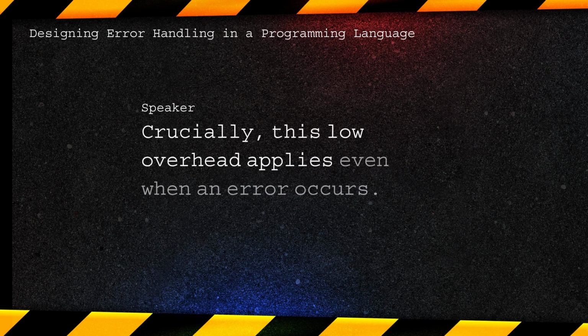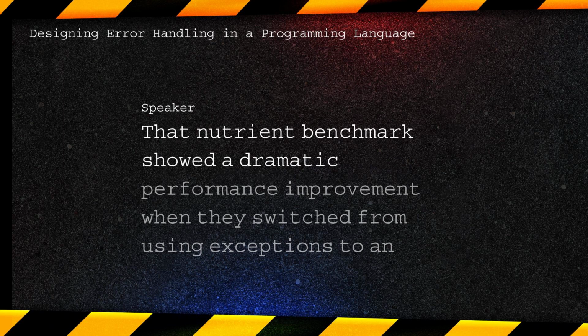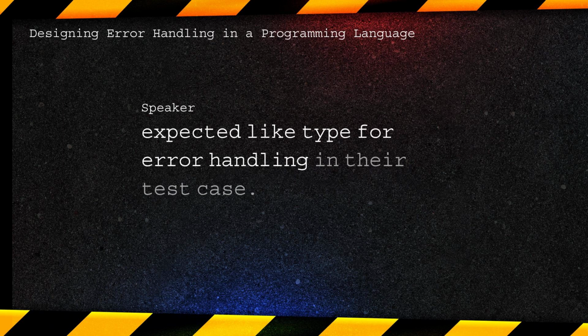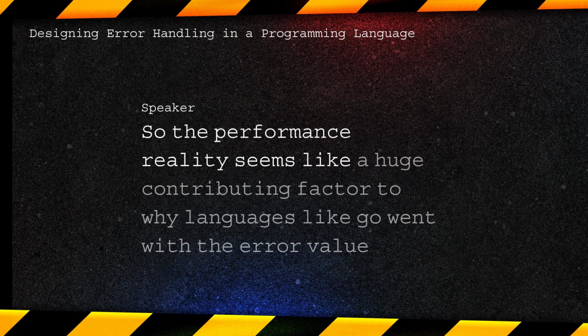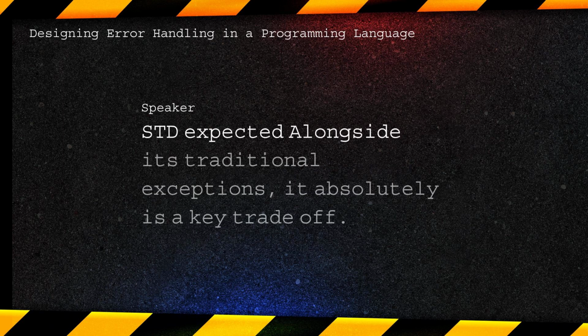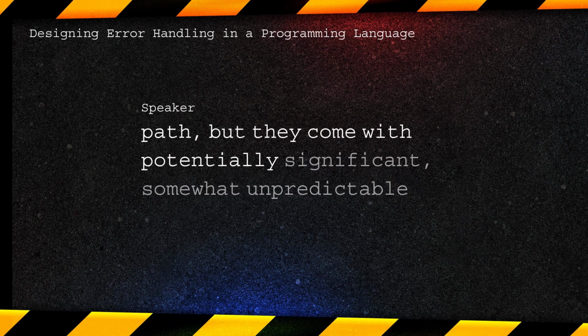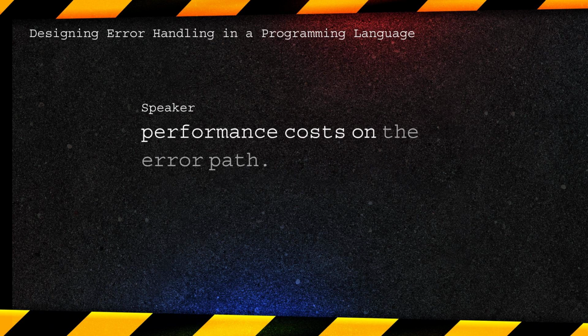Crucially, this low overhead applies even when an error occurs. The error path performance is very close to the success path performance. That Nutrient benchmark showed a dramatic performance improvement when they switched from using exceptions to an expected-like type for error handling in their test case. So the performance reality seems like a huge contributing factor to why languages like Go went with the error value model from the start, and why modern C++ is actively exploring and adding these value-based approaches like std::expected alongside its traditional exceptions. It absolutely is a key trade-off, yes. Exceptions offer that potentially convenient and cleaner look for the happy path, but they come with potentially significant, somewhat unpredictable performance costs on the error path.